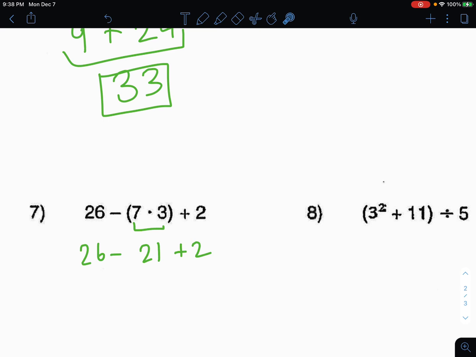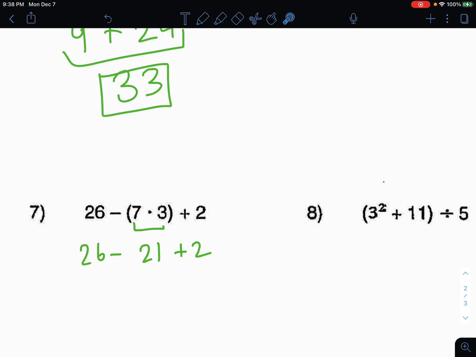And then we look at our problem. Do we have any more parentheses? Nope. Any exponents? Nope. Any multiplication or division? Nope. Any addition or subtraction? Yep, nothing but that left. So which one do we do first, addition or subtraction? You should go from left to right.